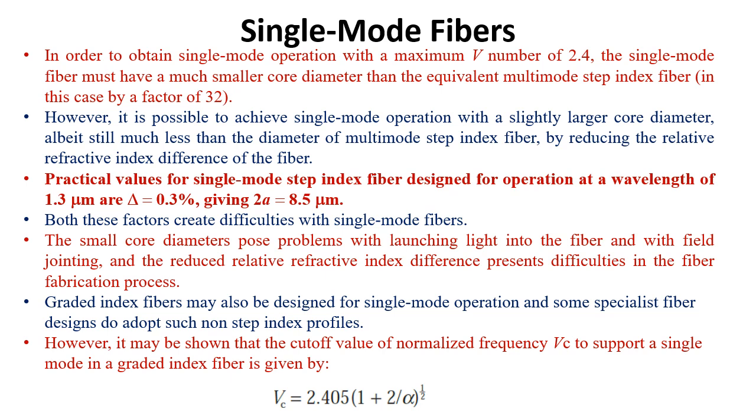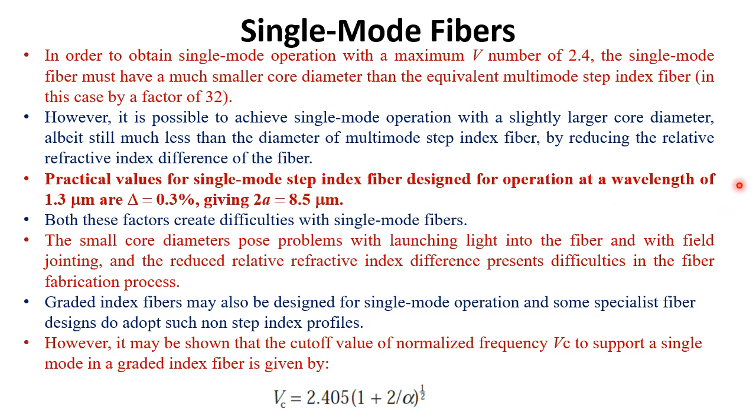More on single mode fiber. In order to obtain single mode operation with a maximum V number of 2.4, the single mode fiber must have a much smaller core diameter than the equivalent multimode step index fiber. However, it is possible to achieve single mode operation with a slightly larger core diameter, still much less than the diameter of multimode step index fiber, by reducing the relative refractive index difference of the fiber. Practical values for single mode step index fiber designed for operation at a wavelength of 1.3 micrometer are of the order of delta equal to 0.3%. So it will give a diameter of nearly 8.5 micrometer.